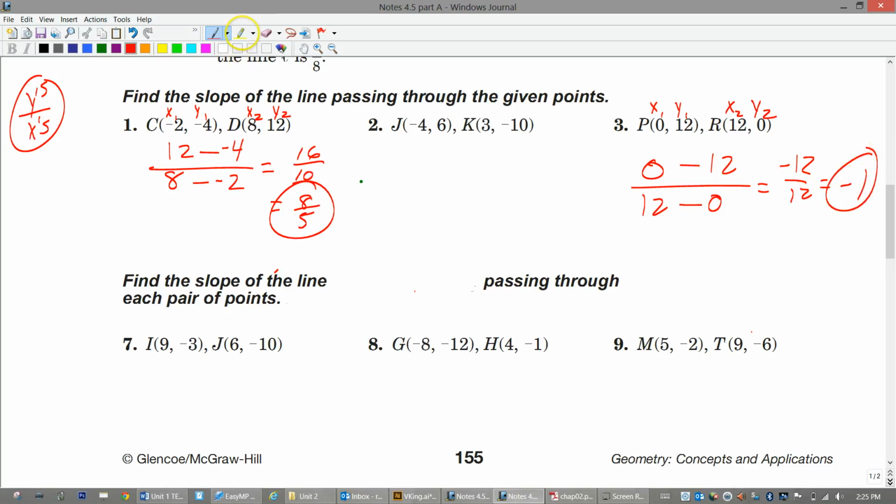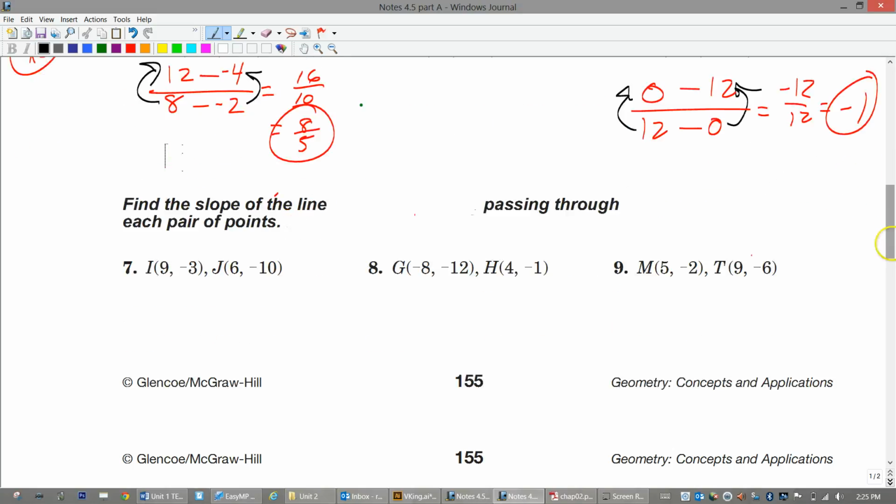Okay. You'll notice also when you're looking at it, you can actually see the points vertically in the problems. 8, 12, a point, right? Negative 2, negative 4, a point. 12, 0, a point. 0, 12, the other point. Vertically, you can actually see the points written down.